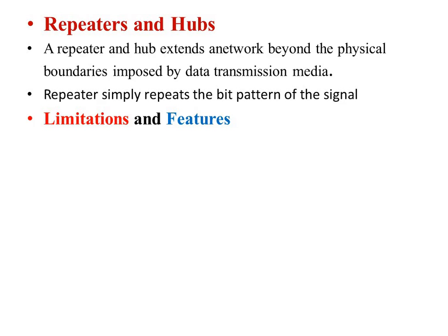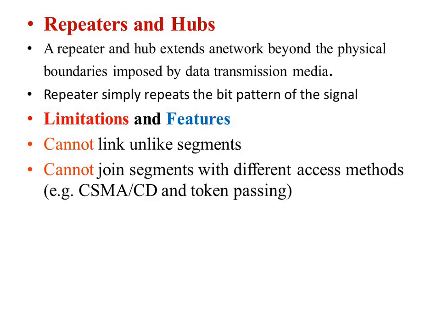So what are the limitations and the features of hubs? You can read the red text as a limitation. It cannot link unlike segments. Unlike segments means segments having different topologies or different technologies. It cannot link them together. If one segment is using one technique and another is using a different technique, it cannot link them together. It cannot join segments with different access methods. We have already discussed this in the upper point. Then, it does not isolate and filter the packets.